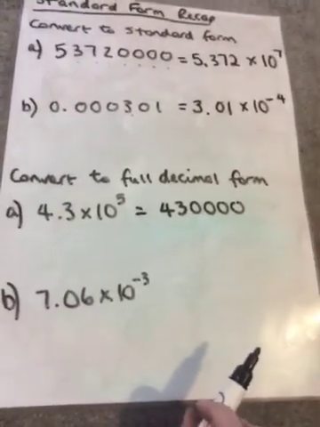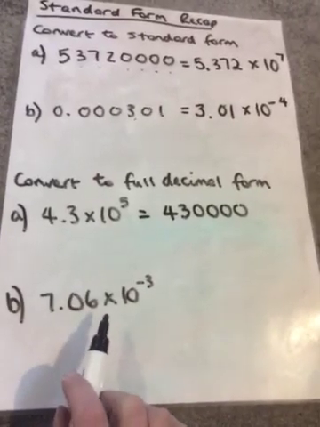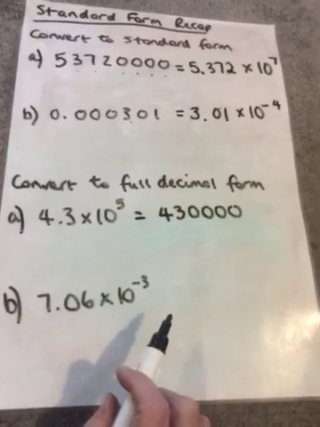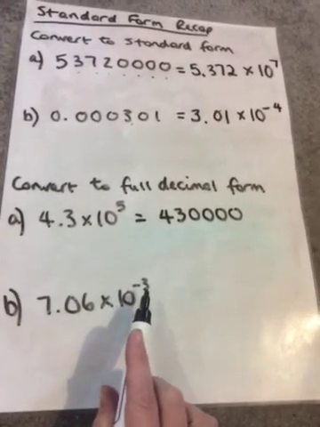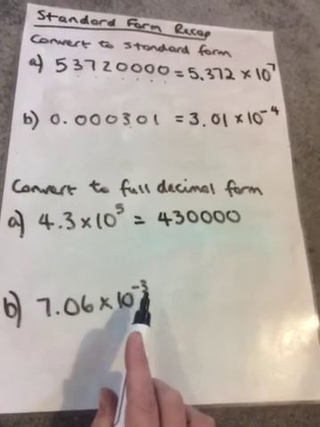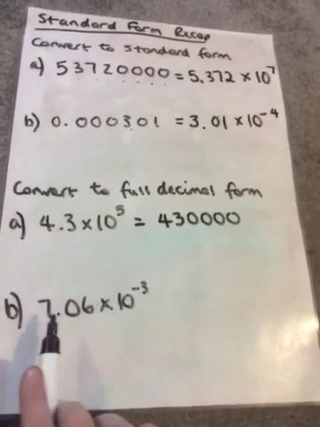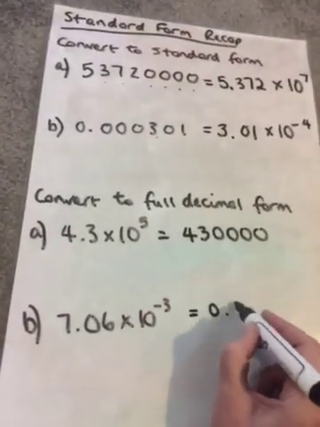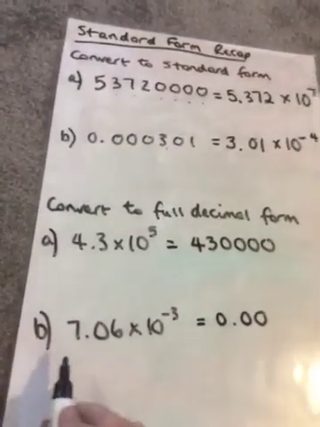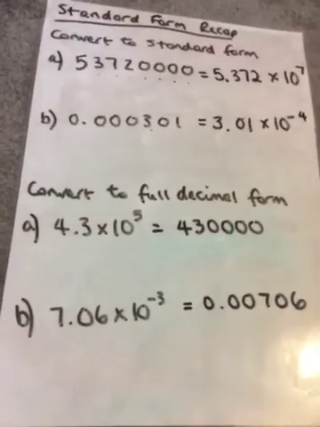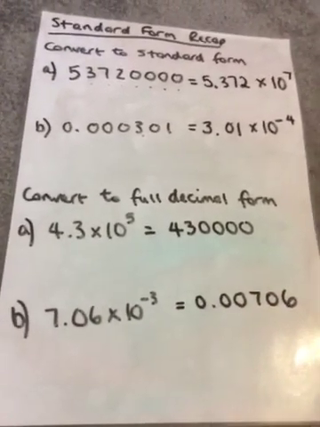In the last example of this video, we've got 7.06 times 10 to the negative 3. And what we're going to do here is we're remembering that this is going to be a decimal, and we're going to have 3 zeros, including the one in front of the decimal point, before we start writing our number. So if we write in those 3 zeros, and then we're going to write the 706. I hope that helps remind you about writing standard form.